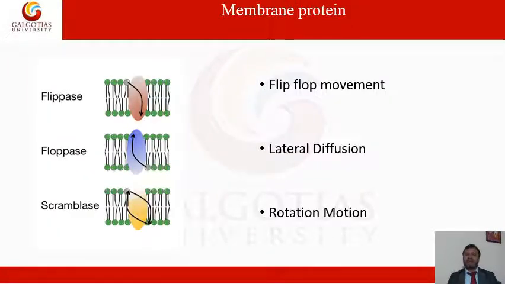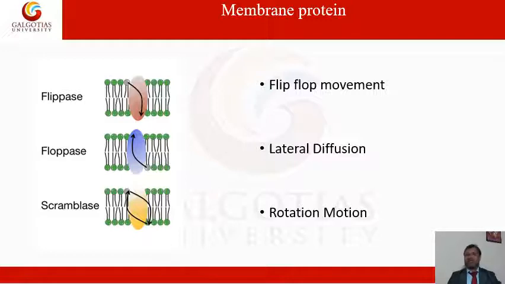So here in this diagram we can see the membrane proteins. There are three types of proteins present on the cell membrane: flippase, floppase, and scramblase. Flippase protein is responsible for the movement of lipid from the outer surface to the inner surface, while floppase is responsible for movement of lipid from the inner surface to the outer surface, and scramblase is responsible for the movement in both directions.